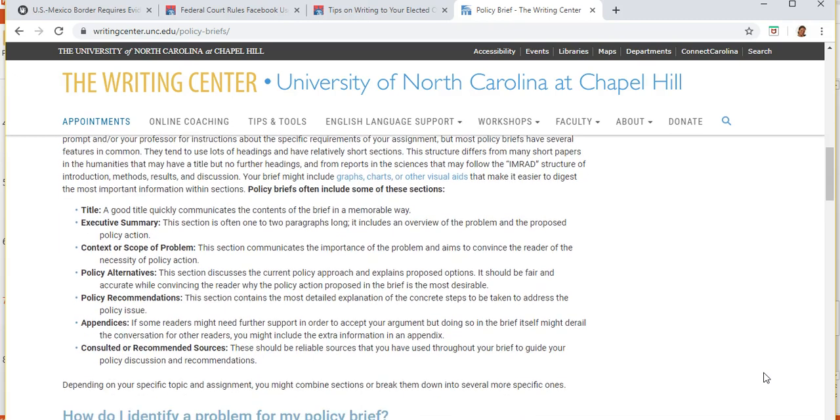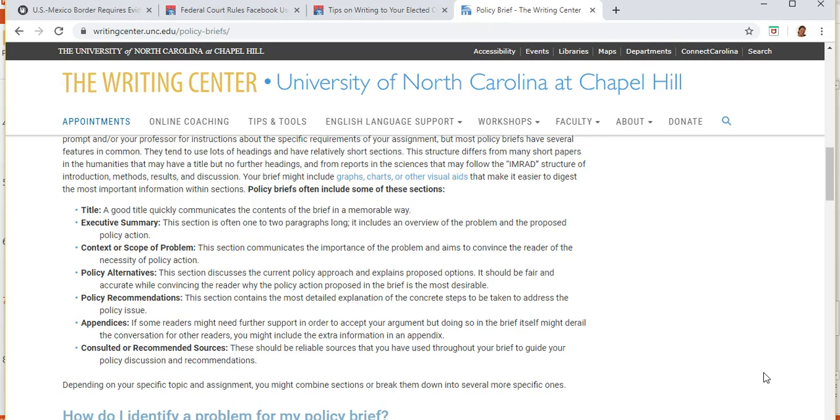So in a policy brief, you're going to definitely want to have a title that captures people's attention, similar to the press release that we looked at a little bit ago. You're going to want to include a very brief executive summary. So what is the problem? What are the proposed policy actions or the proposed recommendations that you're making in this document? You're going to provide data on the context and scope of the problem.